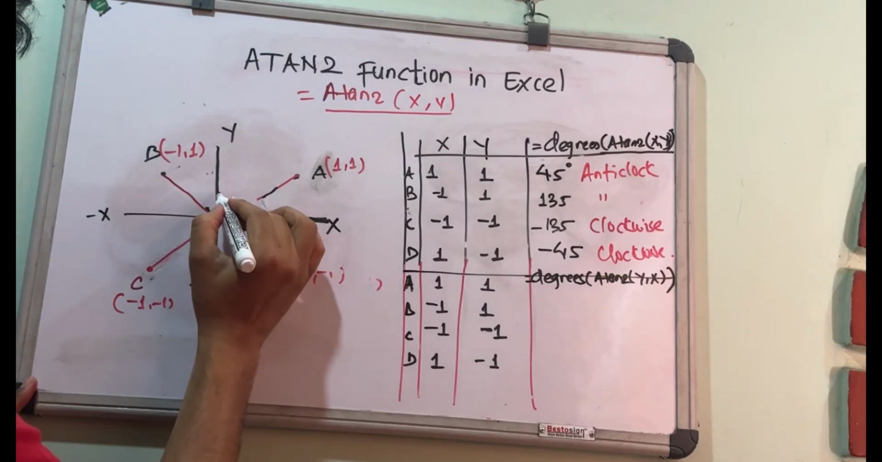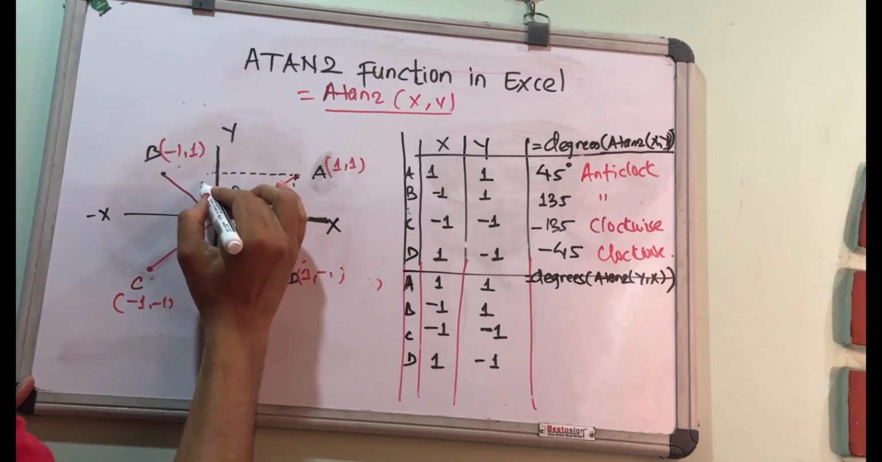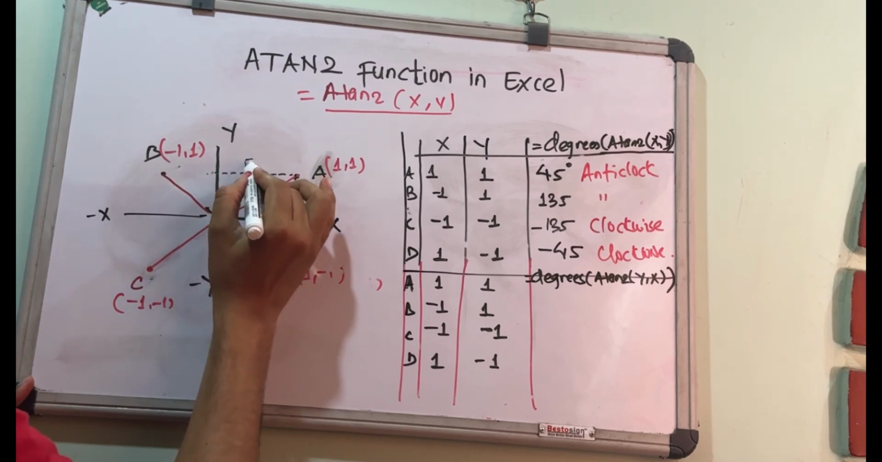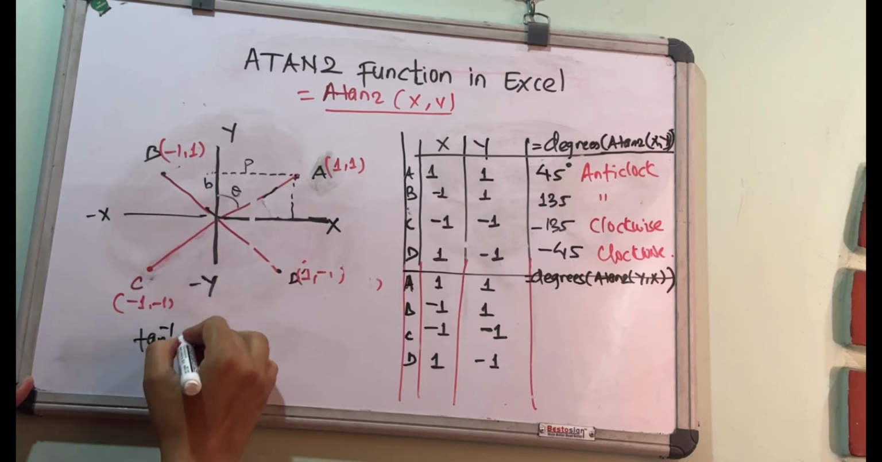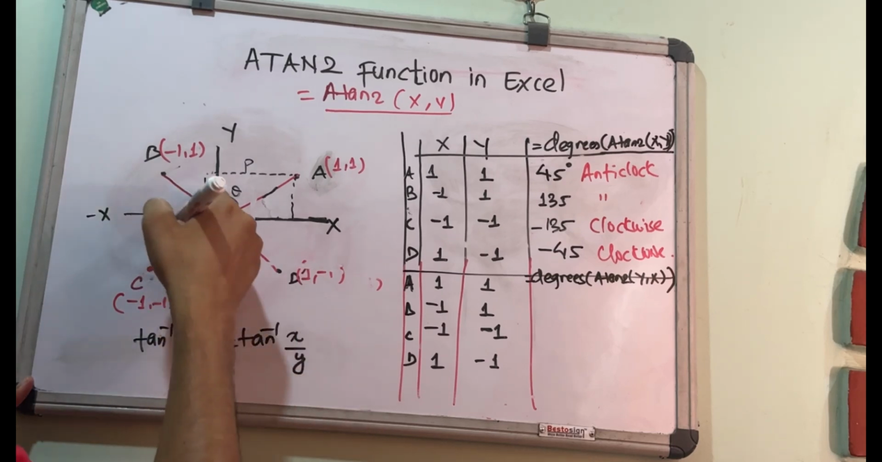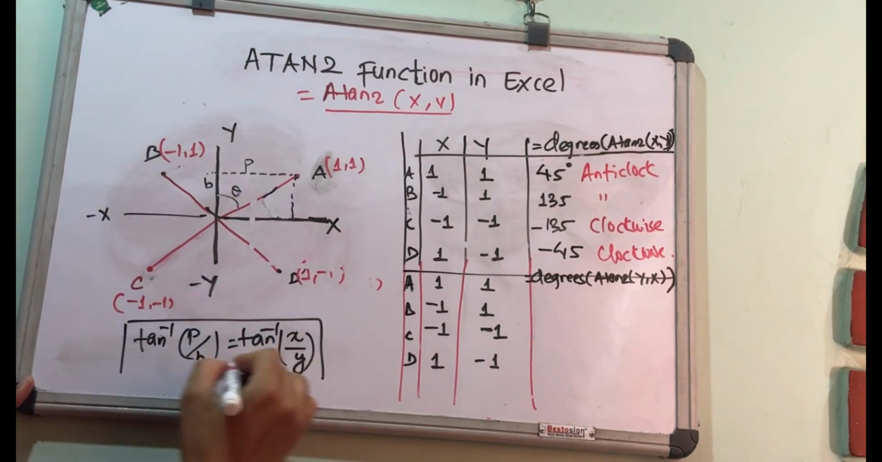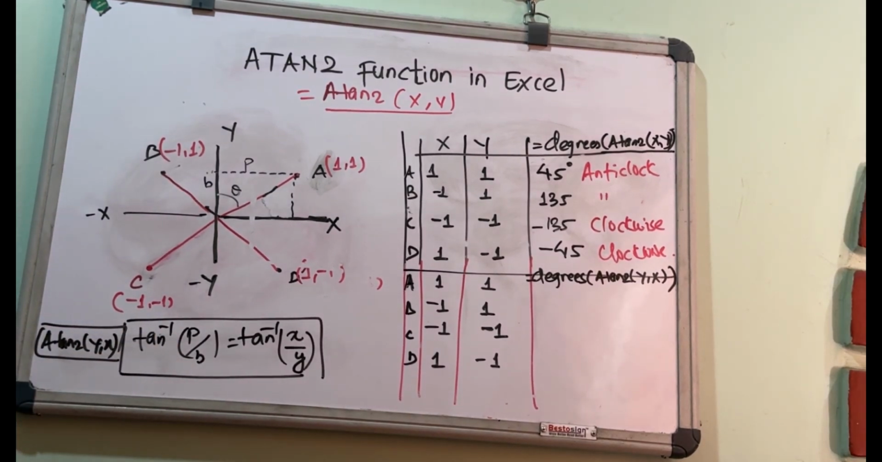Okay, so the angle in this form, theta. For this, this is theta, this is the perpendicular, this is the base. So then tan inverse, what is this? P by B is tan inverse. P is x, B is y. So this is the syntax, right? For this you need to type ATAN2 y, x in Excel. So this is the correct order if you want the angle from this.